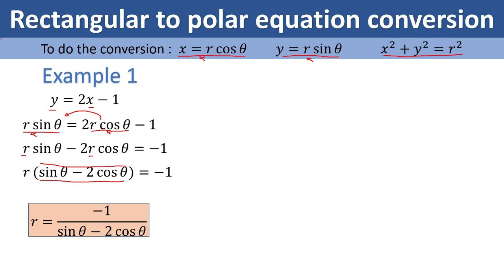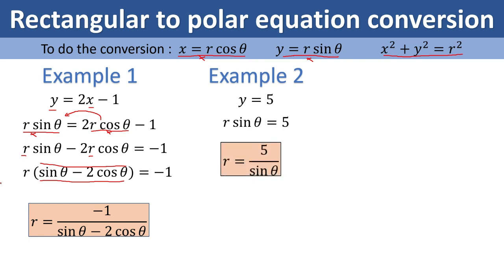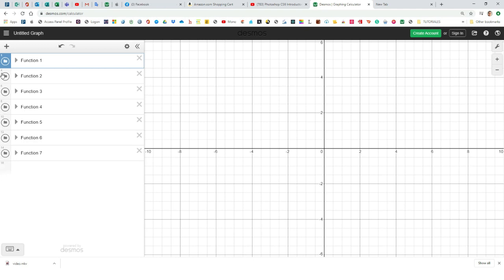Another example now. Example number 2, y equals 5. You change y by r sine of theta. You divide by sine to solve for r. And this is the graph. Y equals 5 is the horizontal line with the y-intercept at 5. We're going to see the graph. It's function number 2.